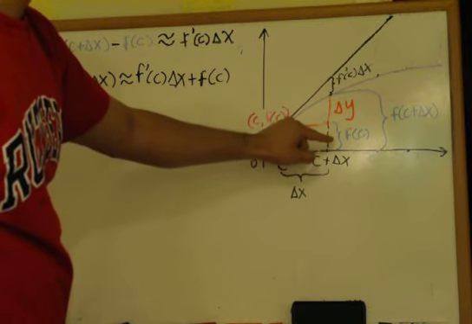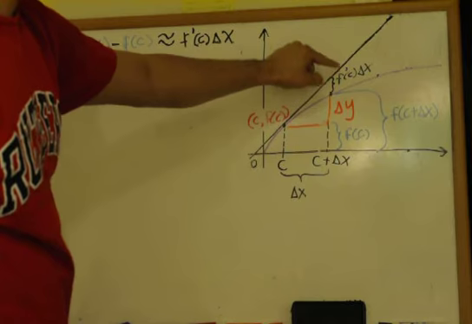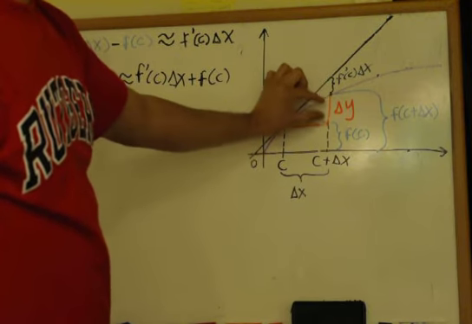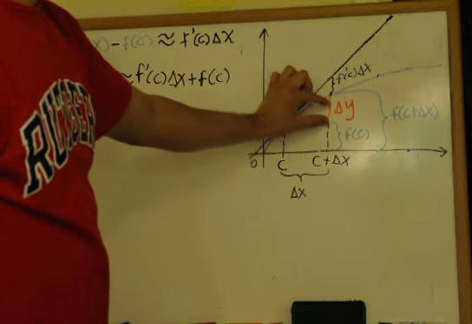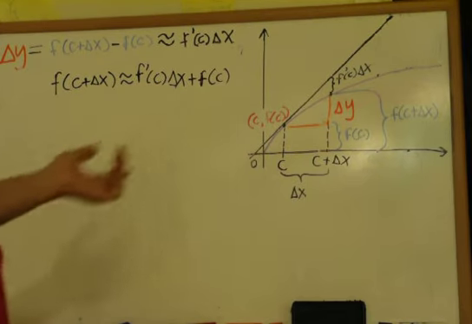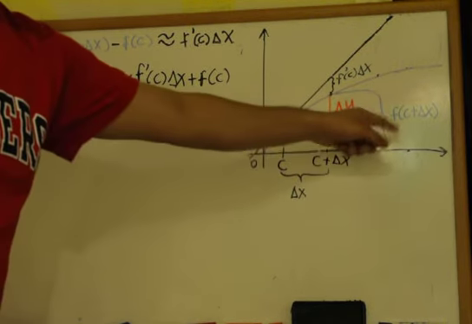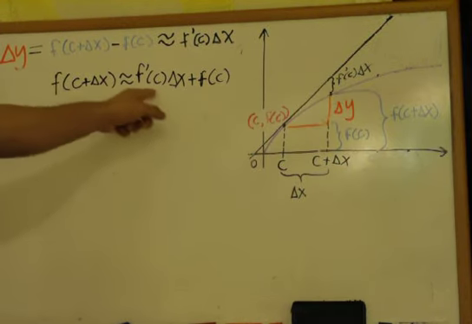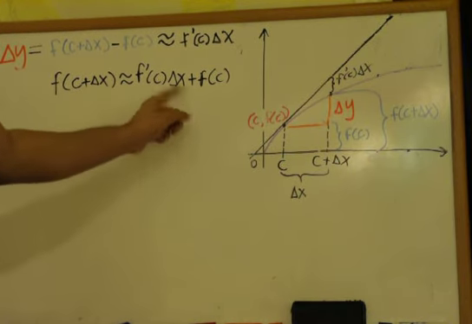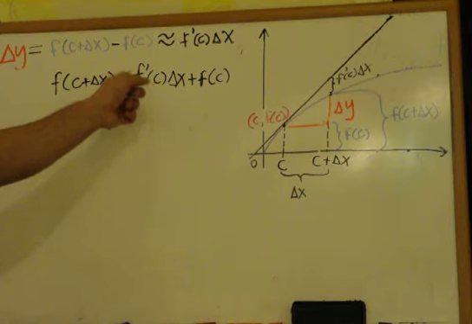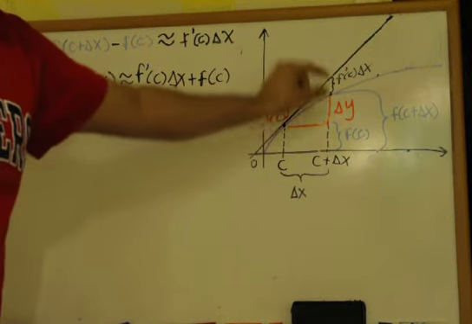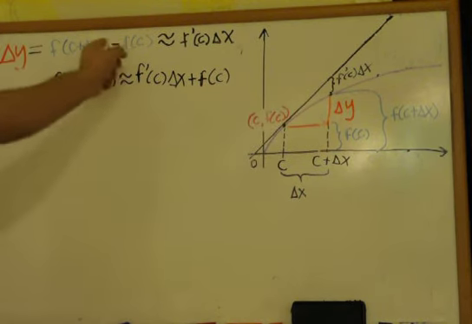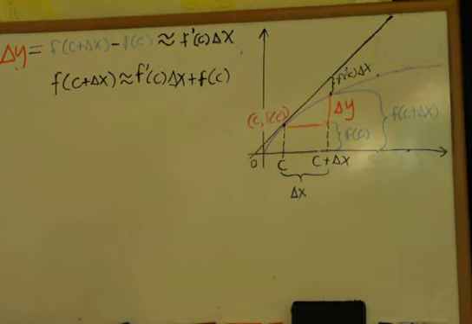This f of c height plus f prime of c times delta x is very close to the actual height, but it's not the actual height. So as you can see, this actual height is approximately equal to f of c plus f prime of c times delta x. So graphically you can see it here, and the math checks out here.